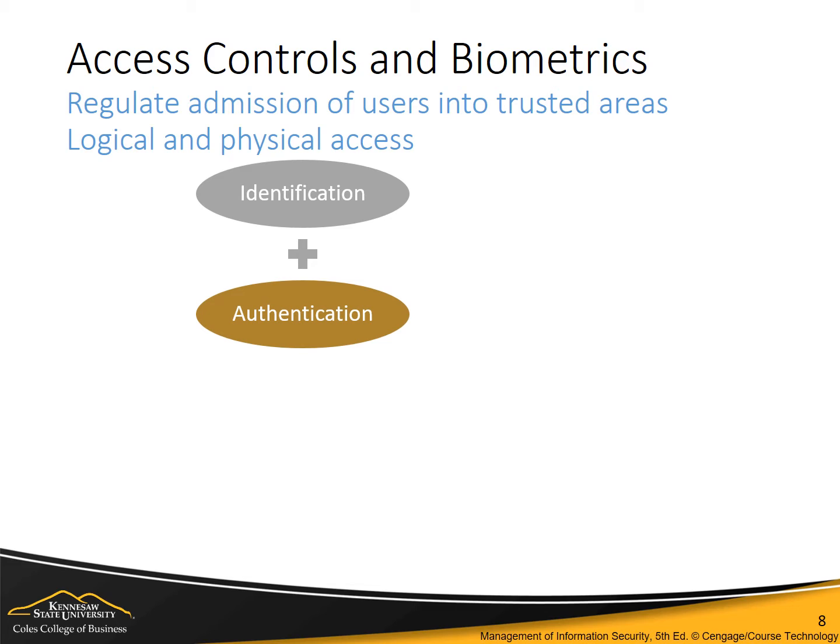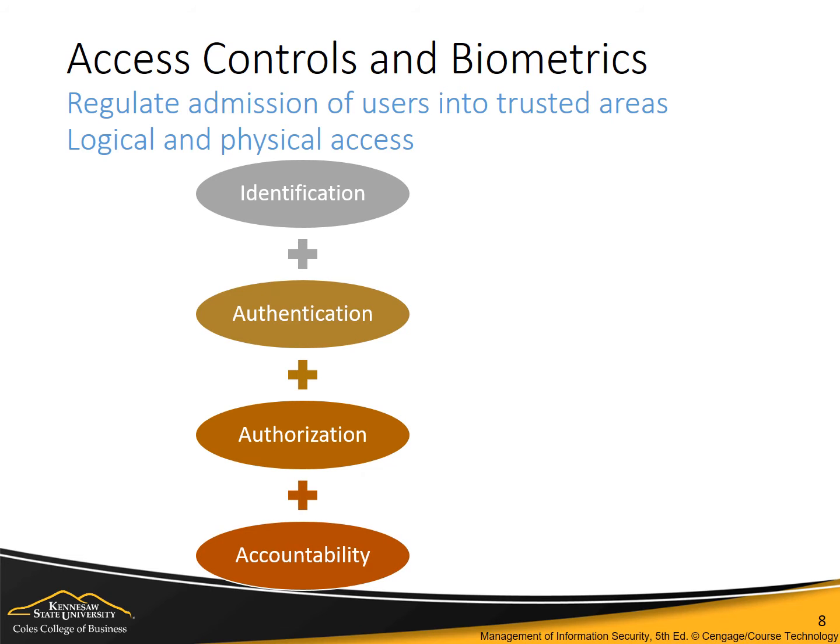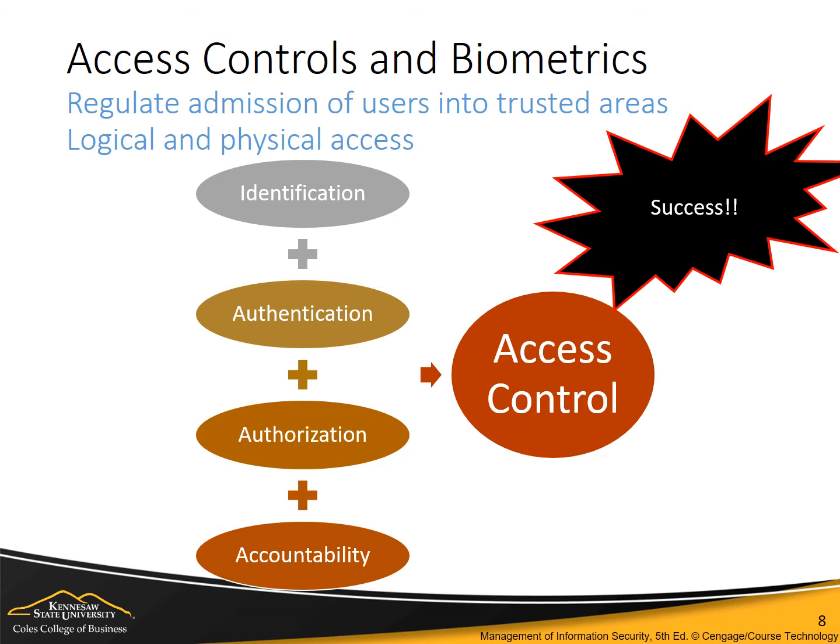Confirming the identity of the entity seeking access to a logical or physical area. This is authentication. Determining what actions that entity can perform in that physical or logical area. That's authorization. And documenting the activities of the authorized individual and systems, which is accountability. All those together give successful access control.